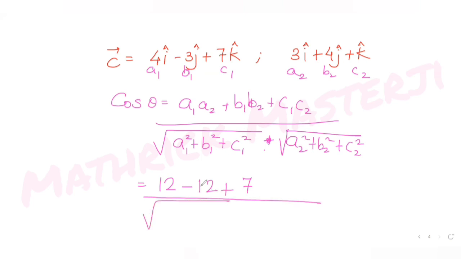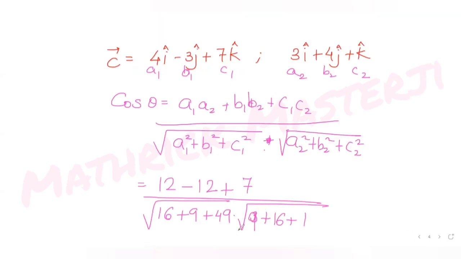Square root of a1 square plus b1 square plus c1 square, which is 4 square plus minus 3 square, so 16 plus 9 plus c1 square, which is 49. Square root of a2 square plus b2 square plus c2 square, which is 3 square, so 9 plus 16 plus 1. So we get this.